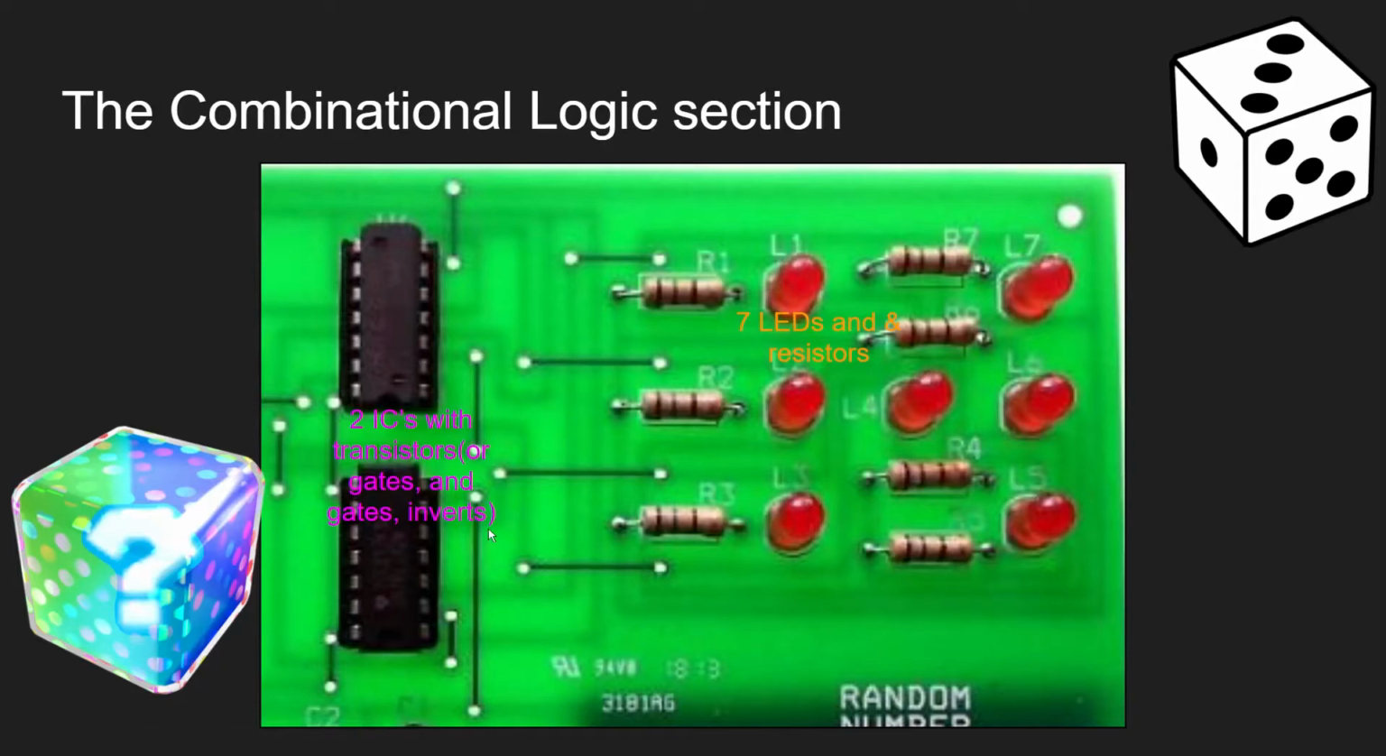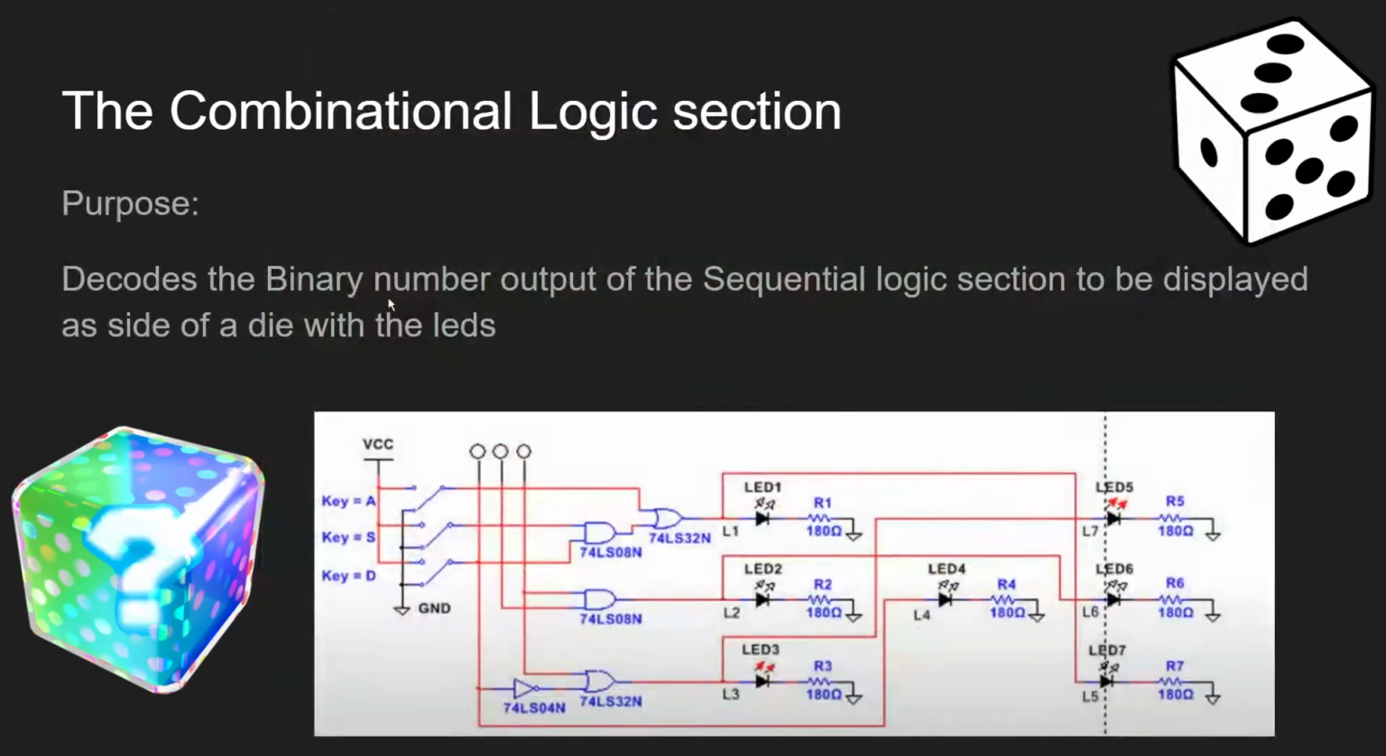And so here's the combinational logic section. It has 2 ICs with transistors, AOI logic, and 7 LEDs and resistors, which are the interface of the sort of die depiction. And so it decodes the binary number output of the sequential logic section to look like a die.